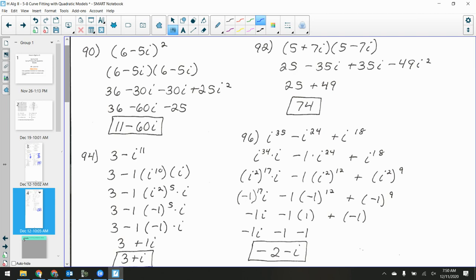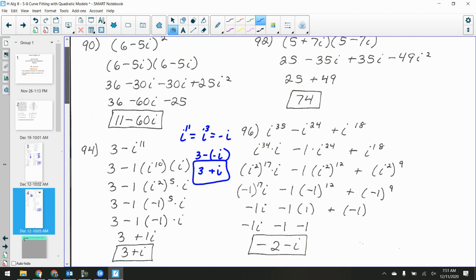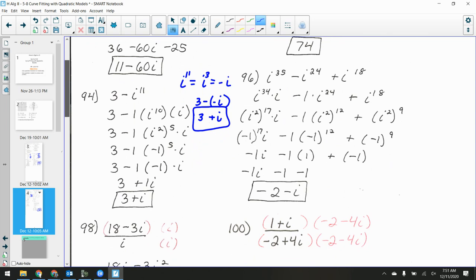Like for me, did we just do i to the 11th? i to the 11th, that was like i to the 3rd, right? Which is negative i. Positive 1, positive i, -1, negative i. So really, this is just like saying 3 minus a negative i. So that's just 3 plus i. See that? In that respect, that's a lot easier, a lot cleaner than trying to make it even, which is how we used to teach it. Then we learned how to teach it with that mod 4 thing.